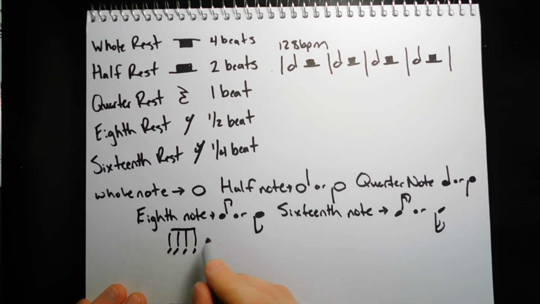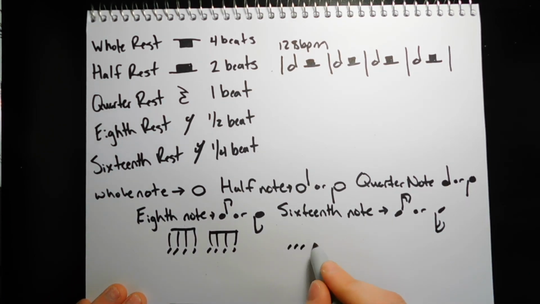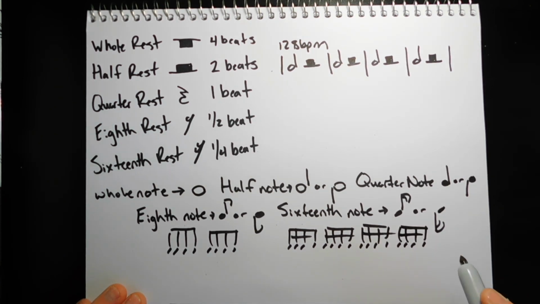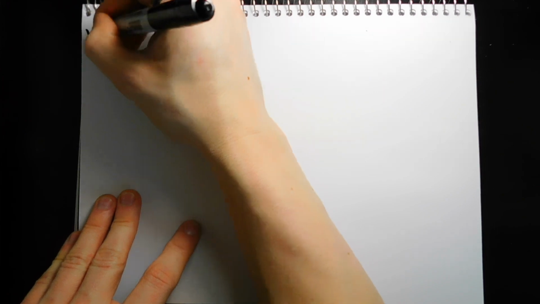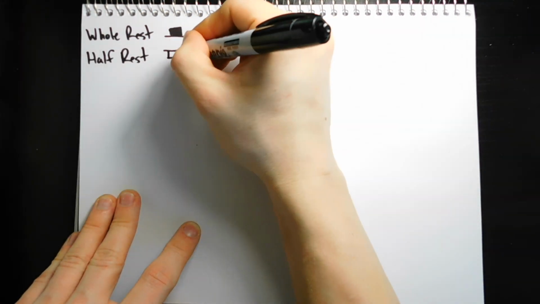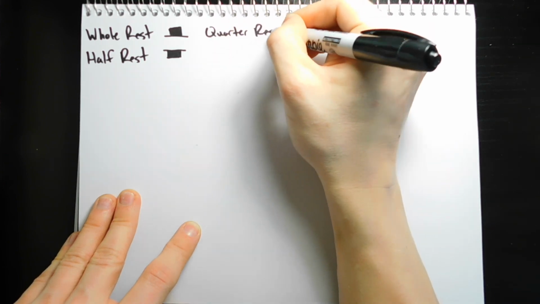If multiple eighth notes, 16ths, etc. are next to one another, they can be beamed together as shown. For rests, this process is slightly less intuitive. Whole rests are top hats facing downward. Half rests are top hats facing upward. Quarter rests are drawn like this.